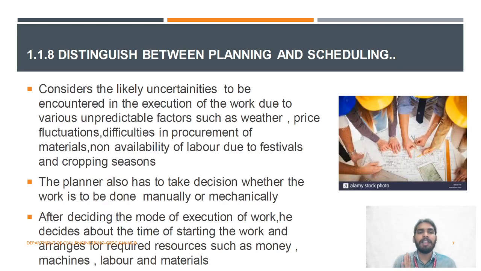Then he considers the likely uncertainty to be incurred in the execution of work. What are the uncertainties included in the execution of work? Due to various unpredictable factors such as weather. You know what happens in the construction sector nowadays is that we are not getting the labor. Why? Because everybody has left due to this corona. Even a good planner has to assume it.